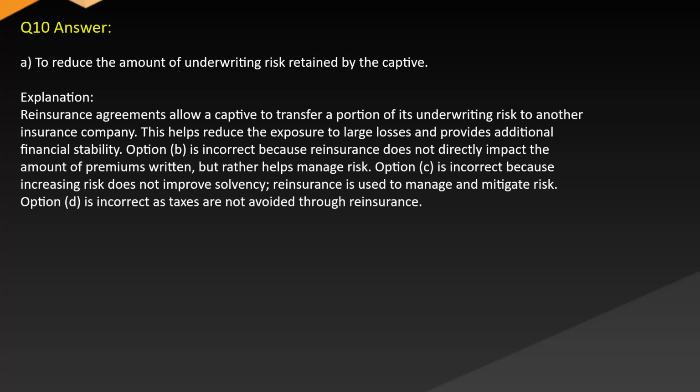Option B is incorrect because reinsurance does not directly impact the amount of premiums written, but rather helps manage risk. Option C is incorrect because increasing risk does not improve solvency. Reinsurance is used to manage and mitigate risk. Option D is incorrect as taxes are not avoided through reinsurance.